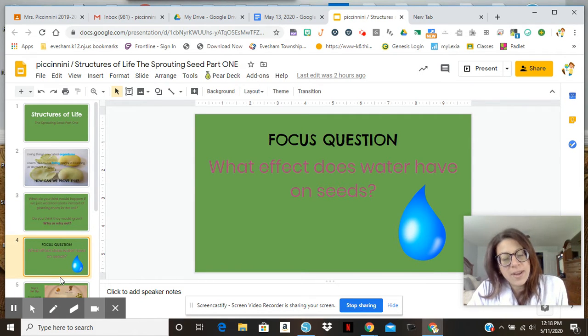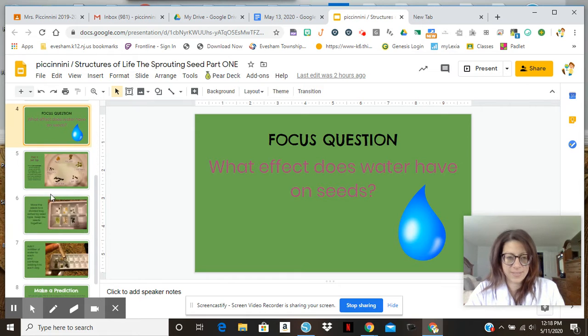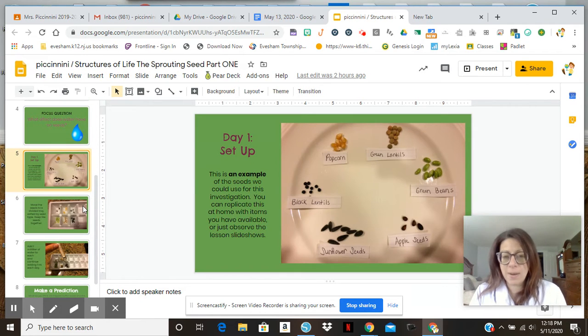So, our focus question is, what effect does water have on seeds? Now, this would be day one, which, if we were at school, would be the day that we would set up our investigation. This is an example of the seeds that we would have used if we were in school. So, one of the teachers on our team actually set this up at home. You could replicate this investigation with materials that you have in your house. You might have some of these exact items, such as popcorn or beans or sunflower seeds or apple seeds. I know in my house, I usually have red beans or dried black beans, things like that. So we're going to use these samples right here.